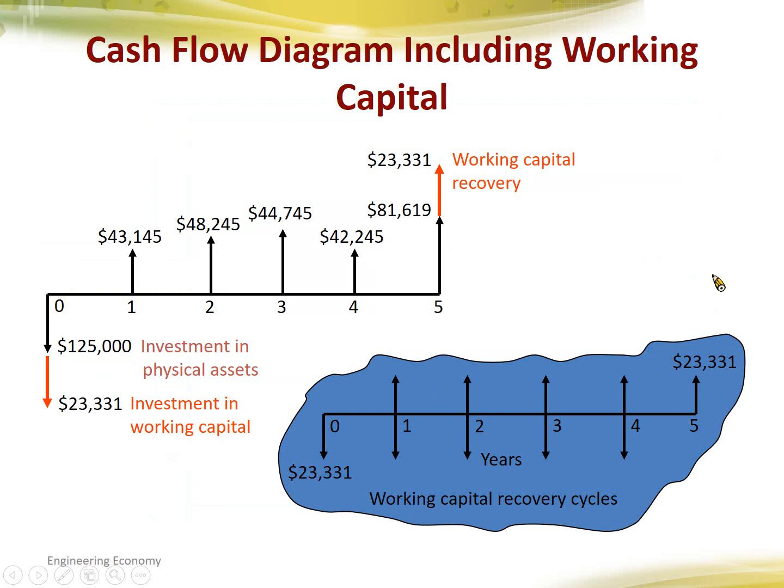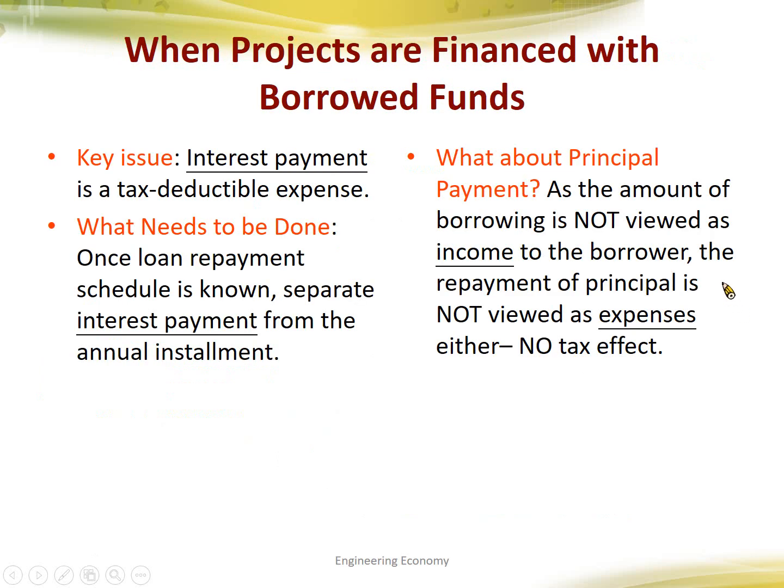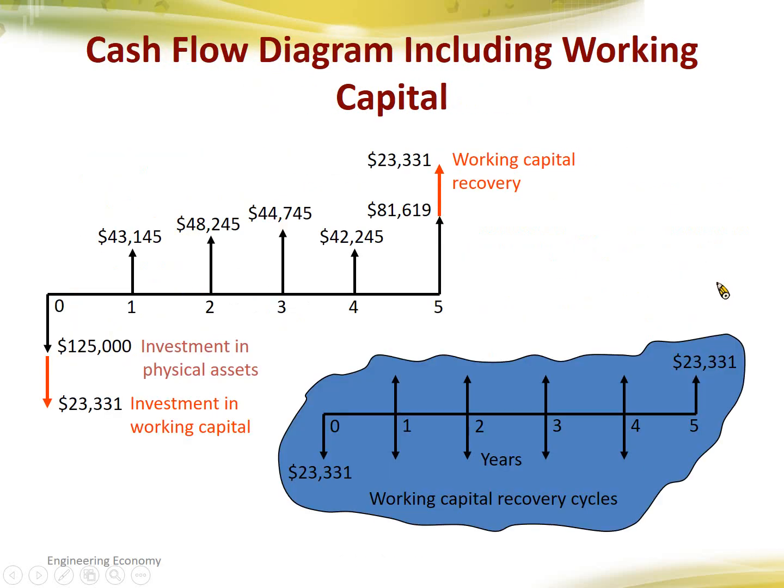So we have, again, original net cash flow. Then we add working capital. So in the beginning, this is our working capital. In the end, this is the recovery of the working capital. So if you add them together, if you compute, then you can find the new net present value, or the present worth.